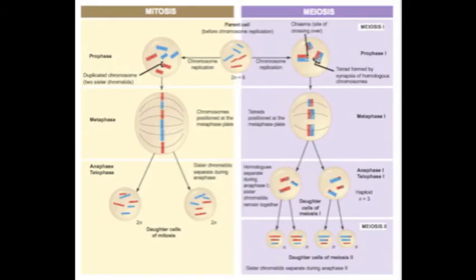To summarize, mitosis divides one cell into 2 daughter cells, while meiosis divides one cell into 4 daughter cells. Mitosis conserves the chromosome number, while meiosis reduces it in half from diploid to haploid. Mitosis produces genetically identical daughter cells, while meiosis produces genetically different daughter cells due to crossing over.